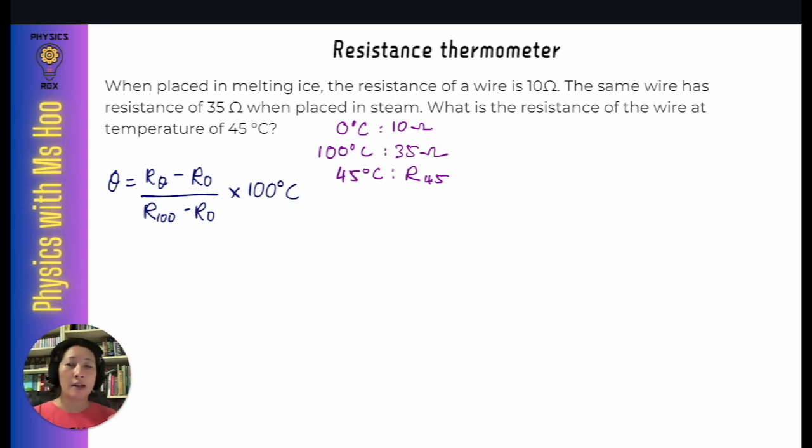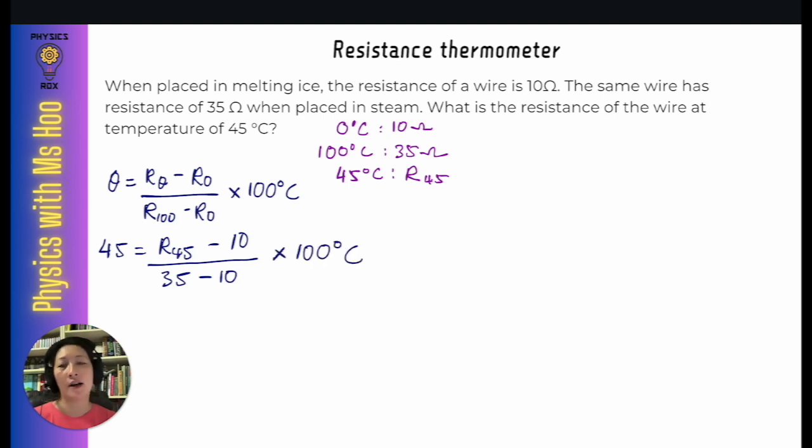So the unknown temperature is now known. It's 45, so we're going to put that in theta, 45. R theta is the unknown, R45. R0 is the resistance at 0, so that's 10. R100 is 35. R0 is 10. And we're going to multiply this with 100 degrees Celsius. So now let's solve this.